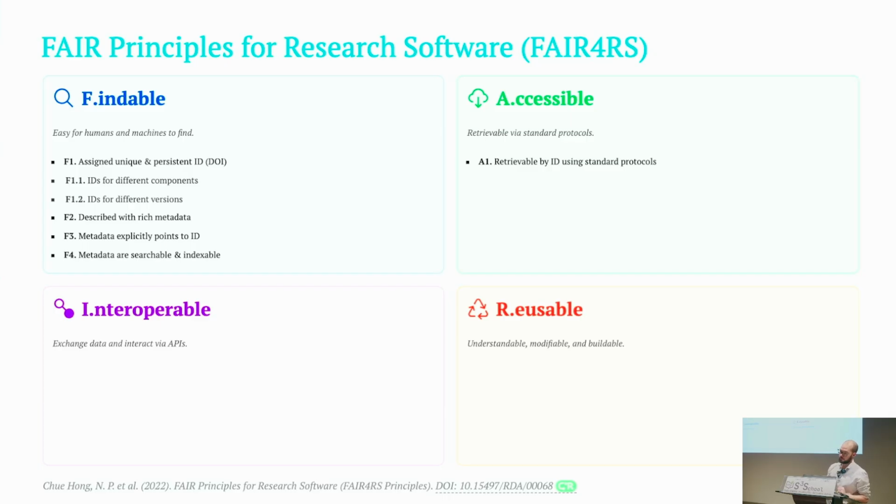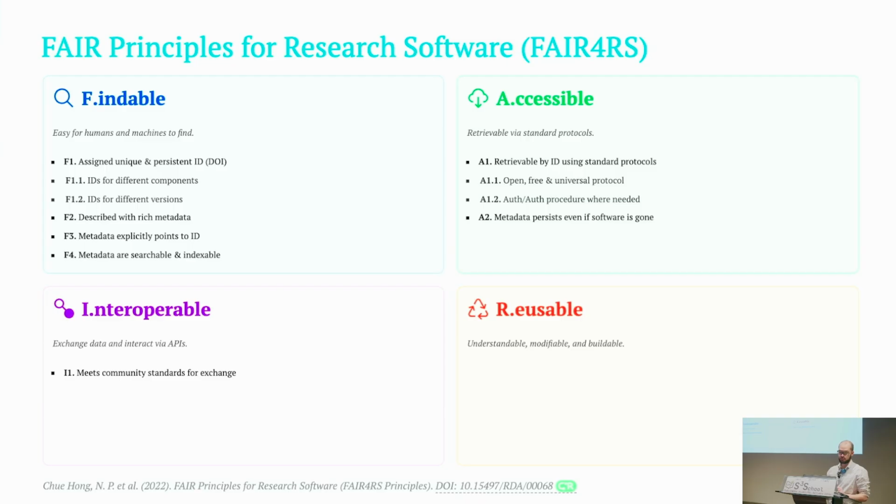Accessible means that we can retrieve the ID or the software using standard protocols. So for example, HTTP, things like that. Authentication when needed. The metadata should persist if the software is gone, meaning that we should still find, oh, this software has existed. It was for that and has this license, even if the software is not here anymore.